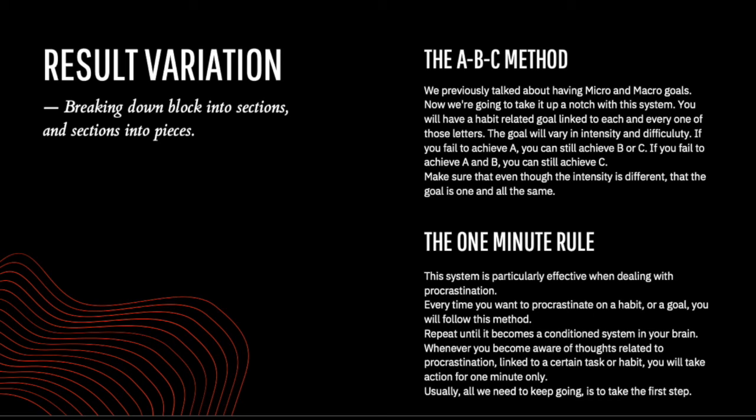Now, the other method is called the 1 minute rule. And this system is particularly effective when dealing with procrastination. Now, every time you want to procrastinate on a habit or a goal or something you need to do, you will follow this method. And make sure that you repeat the method. The only way to condition it and for it to become a system in your brain, you need repetition. So what happens is, whenever you need to do something and you become aware of thoughts related to procrastination, linked to a certain task or a habit, you will take action for 1 minute only.